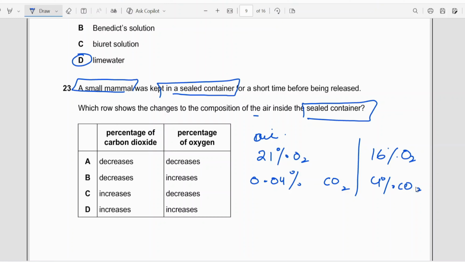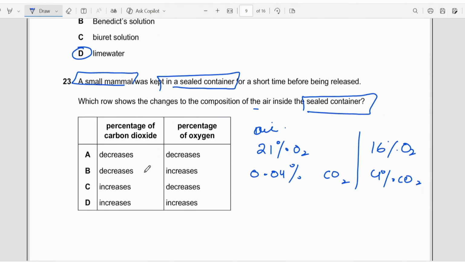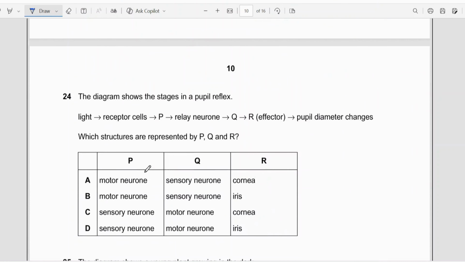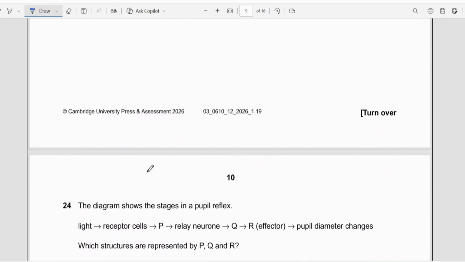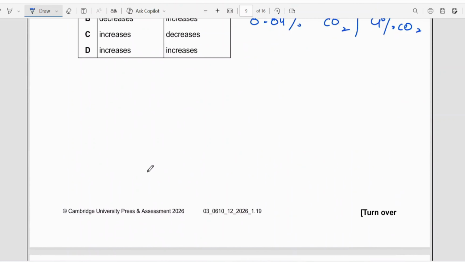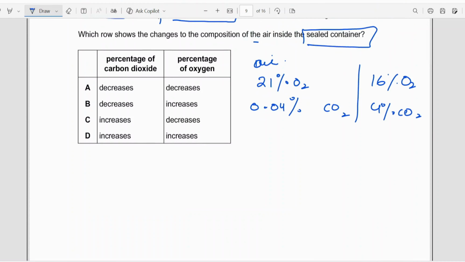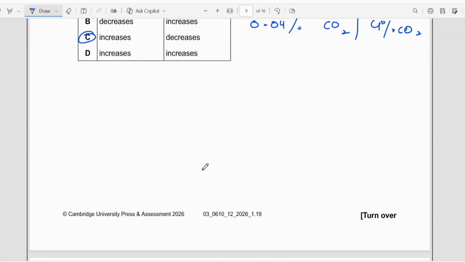No, they just ask you for the overall change that happens to the air. Carbon dioxide increased and oxygen decreased. Sorry, I didn't mark the answer.